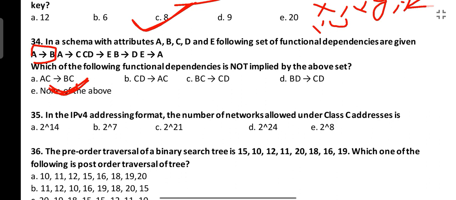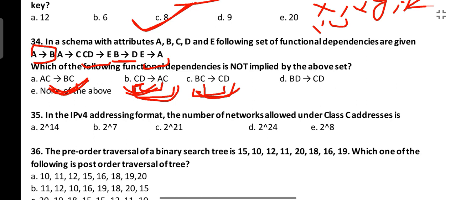Next, CD derives AC. C can derive C, but can D derive A, or can CD together derive anything? Here we can see CD can derive E and E can derive A. So CD together can derive A also, and C alone can derive C also. So CD can derive AC. This is also correct. Next is BC derives CD. Here we have a dependency B derives D. So B can derive D and C alone can derive C. So this is also correct.